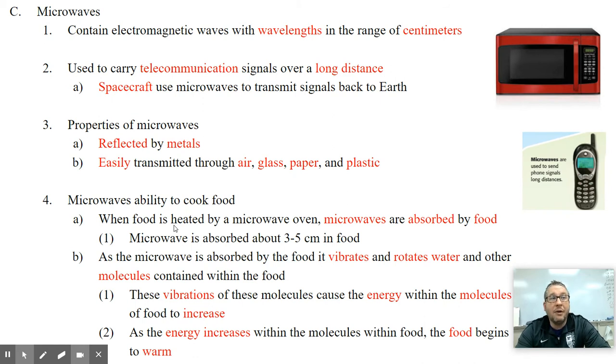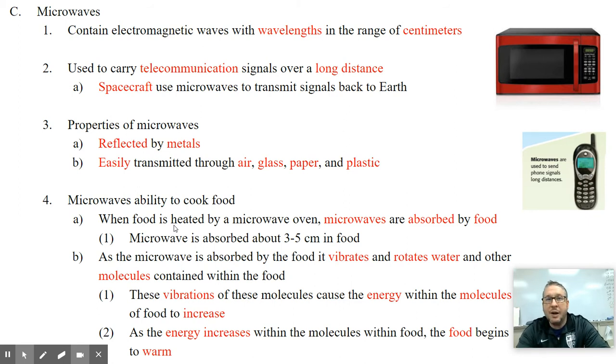Properties of microwaves, they are reflected by metals. Okay, so that's one of the main reasons why you don't want to put any metal in a microwave, because it'll reflect it, and that's not good. Okay, but we can transmit microwaves through air, glass, paper, plastic, all your common materials.